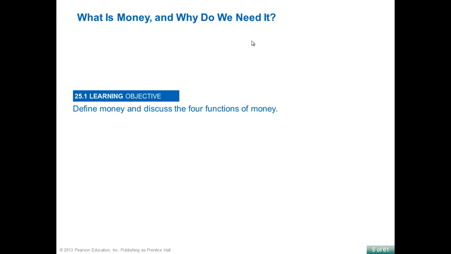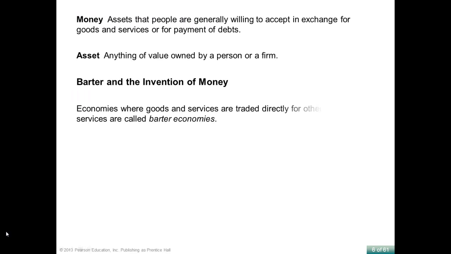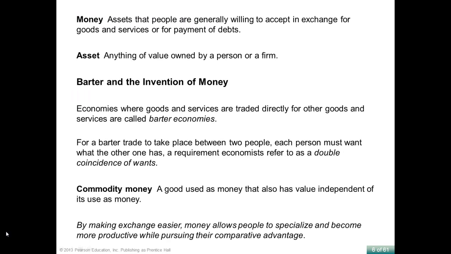Alright, what is money and why do we need it? Defining the four functions of money. Money is an asset that people are generally willing to accept in exchange for goods and services or to pay debt. An asset is anything a person owns of value. When we talk about barter and the invention of money, an economy where goods and services are traded directly for each other is what we call a barter economy.